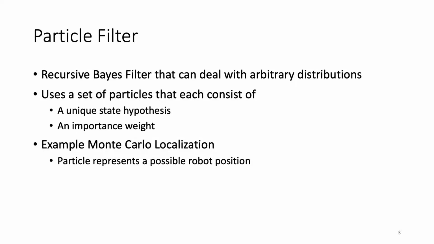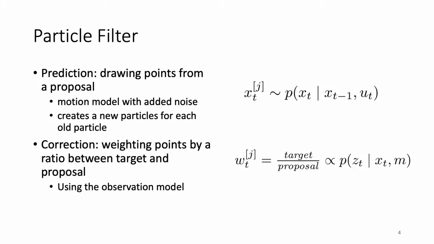To make the particle filter a bit more intuitive, we're going to take a look at the example of the Monte Carlo localization, which is a localization method that utilizes a particle filter, which means that a particle basically just represents a possible robot position. A particle filter as used in the Monte Carlo localization consists of three steps: the prediction, correction, and the resampling.